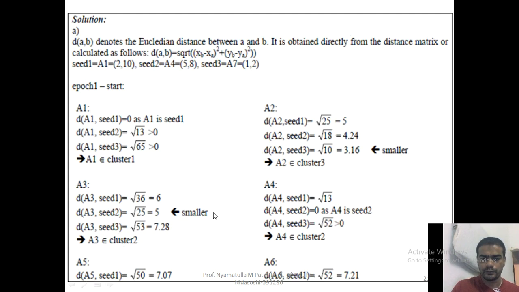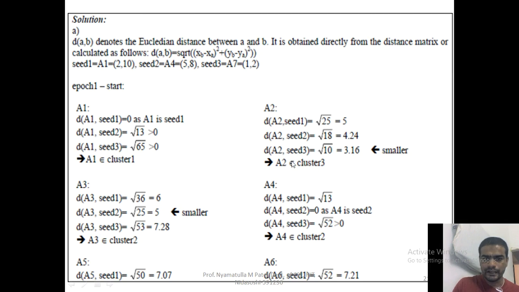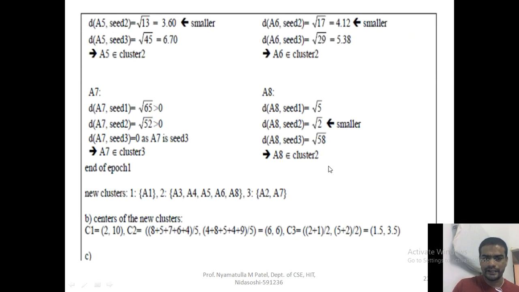So cluster 2, what are the points in cluster 2? A3, A4, then A5, A6 and A8. These all points belong to cluster number 2. Then cluster number 3, which points? A7 here, then A2, that belongs to cluster number 3. So A2 and A7 belong to cluster number 3.